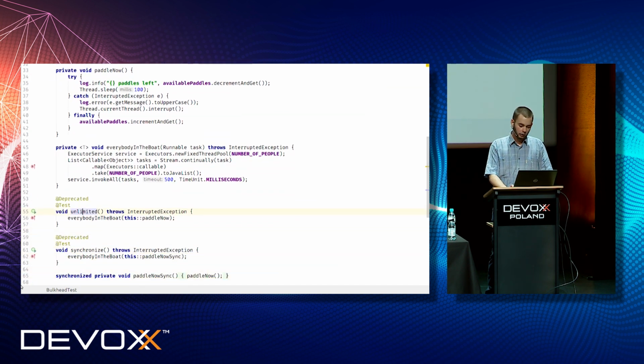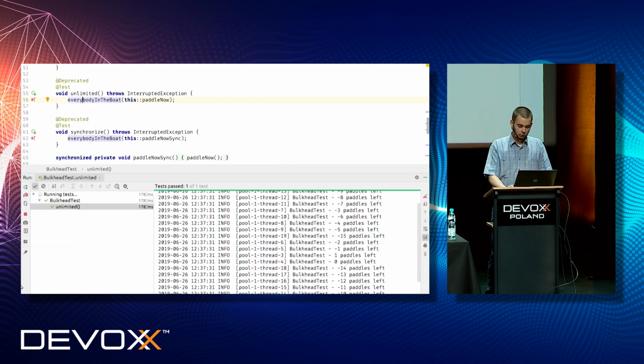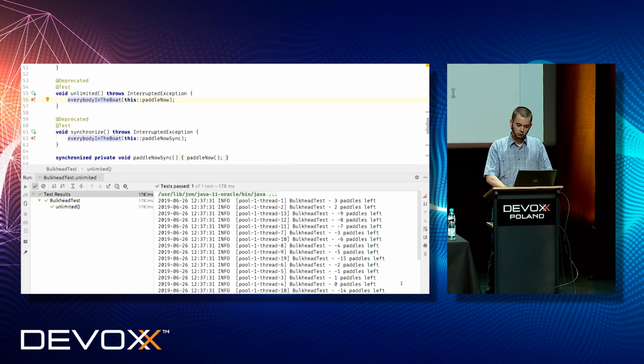And let's look at how it will work in the first naive scenario without any limitations. There are 20 different threads. That means 20 of the soldiers try to use 4 paddles at the same moment. So it shouldn't be surprising that the number of available paddles on the right is sometimes below 0, which doesn't make sense because it should be between 0 and 4.